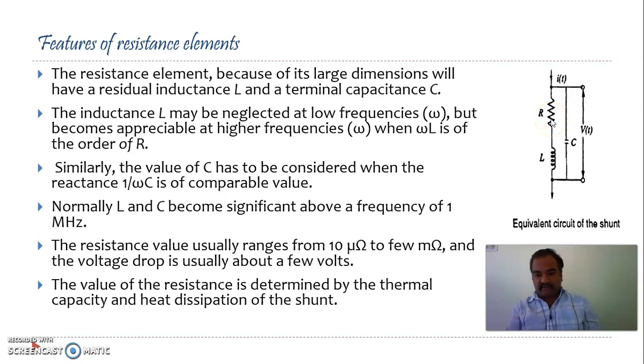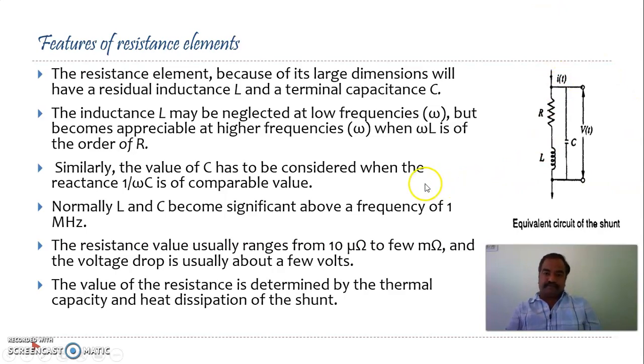So when the frequencies are somewhere around 1 megahertz or so, these L and C will be showing their significant impacts on the measurements. The normal resistance value will be very, very small, as mentioned earlier. It will be in the order of a few microohms to some milliohms, and the voltage drop will be very, very low, some few volts. And the value of the resistance will be determined by its thermal capacity and heat dissipation of the shunt, because it is carrying some kiloamperes of current. So make sure that it has proper heat dissipation.